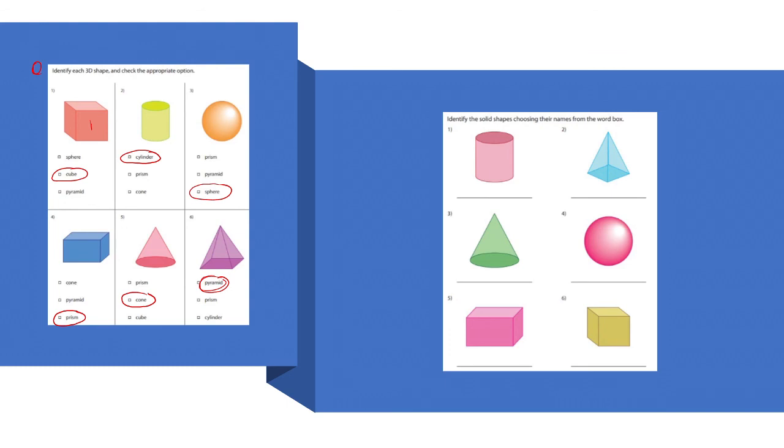All right, same like that, here you have another one. Identify the solid shapes, choosing their names from the word box. So you could actually write down the name. The first one is a cylinder, right? You know the name now. This one is a pyramid. You have a cone, a sphere, a prism, and a cube, right? So these are your 3D shapes.